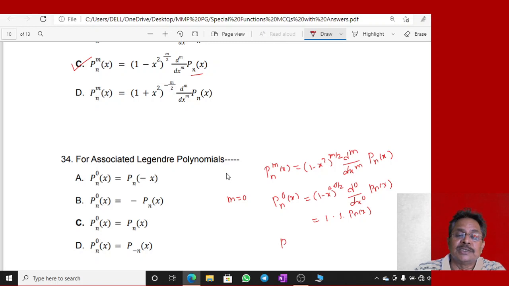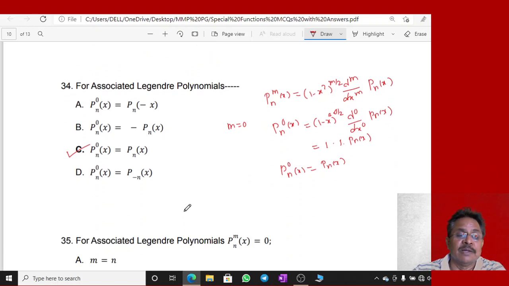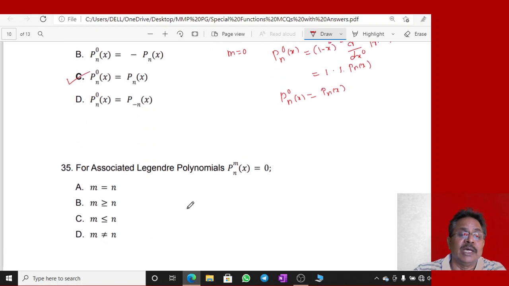That means this associated Legendre polynomial Pn0 of x is equal to simply Pn of x, and therefore the correct option of this question number 34 is C, Pn0 of x is equal to Pn of x. That's why the correct option is given according to this.